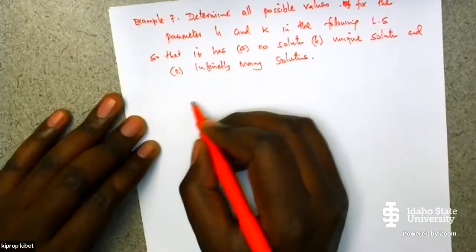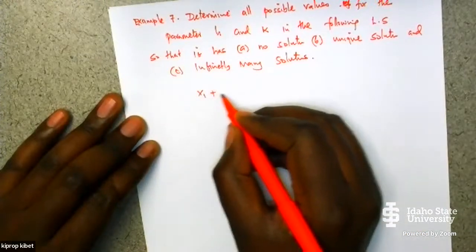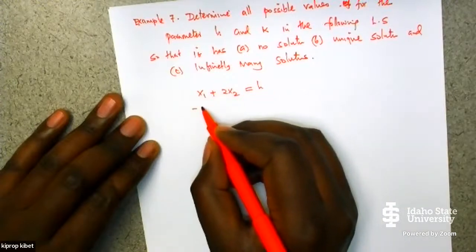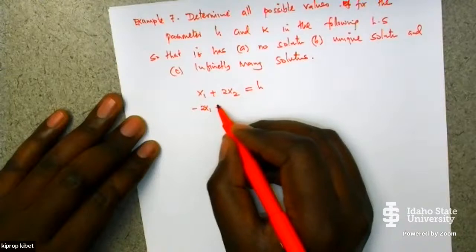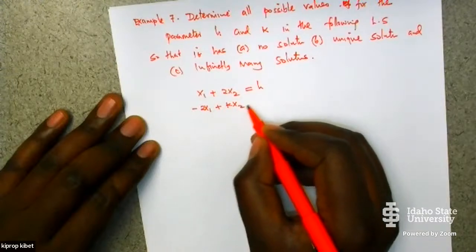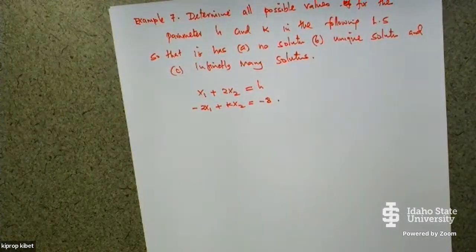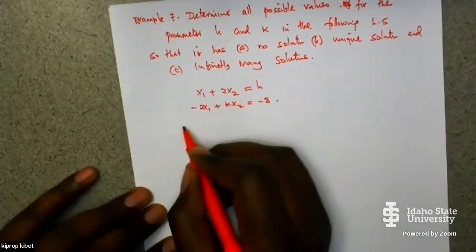If we have this system, x1 plus 2x2 equals h, and minus 2x1 plus kx2 equals minus 8. So what are the values that can give us no solution, a unique solution, and infinitely many solutions? So what do you do here? What is the solution?